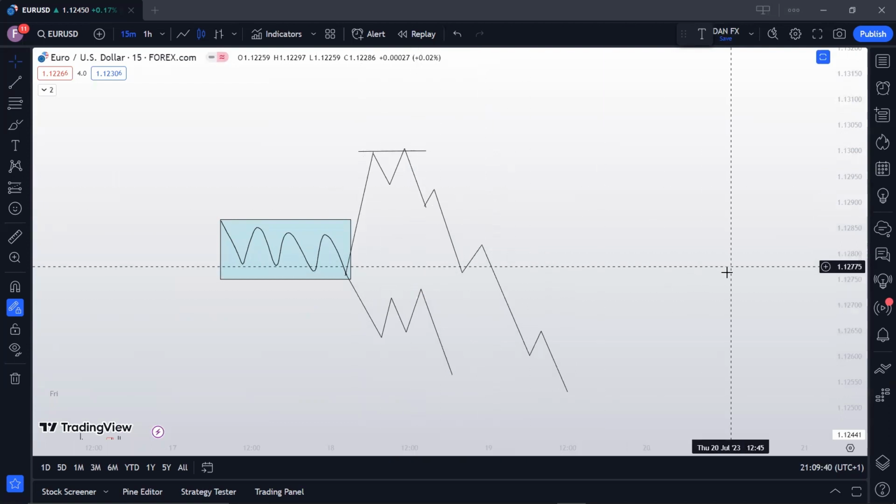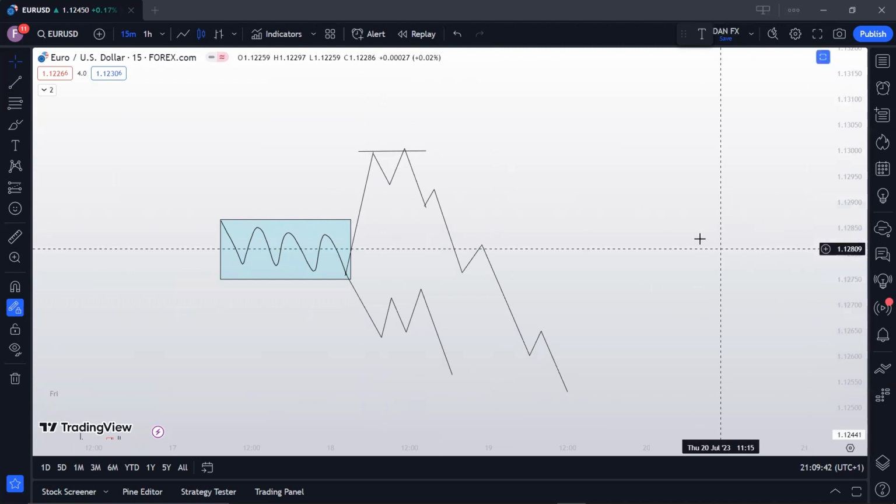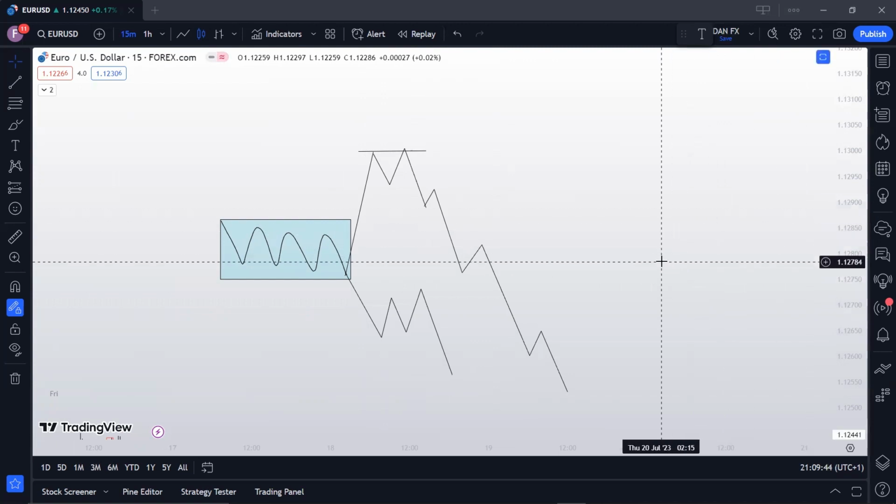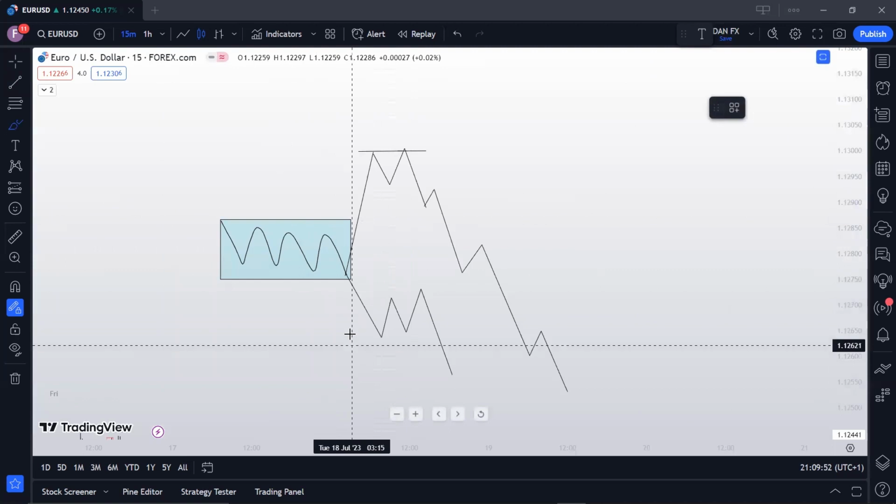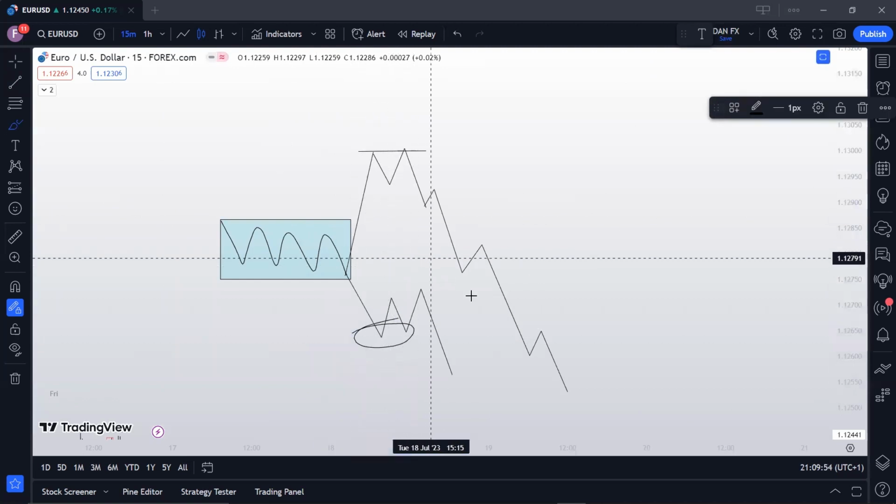What you need to do is identify the trend. You need to first and foremost identify the trend. Where is the market going? Is the market going to the upside? Is the market going to the downside? Because if the market is going to the downside and you're trying to take this W formation, it's not going to work because the market is already trending down.